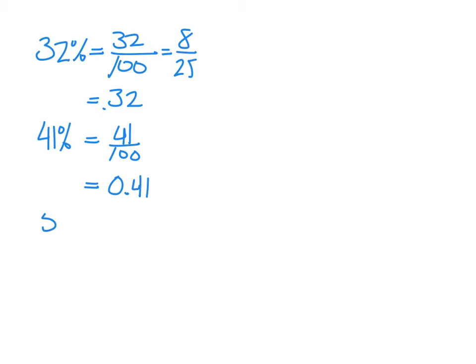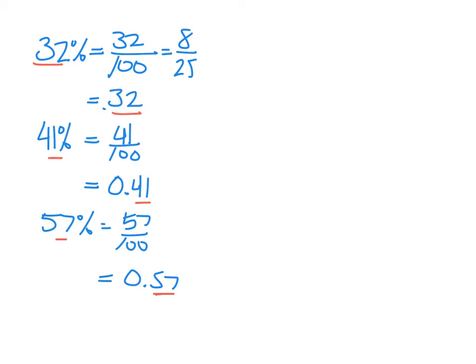Something like 57%. First, turning it into a fraction is 57 out of 100. But when we turn it into a decimal, 0.57. I hope that you're noticing that when we take a percent and turn it into a decimal, it's the same number. 41%, 0.41. 57%, 0.57.